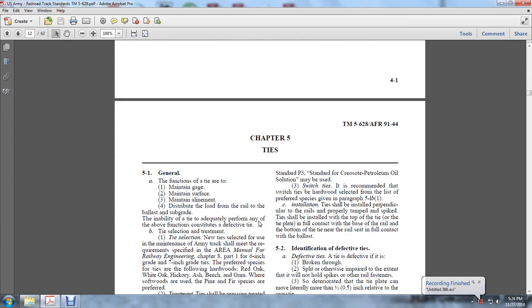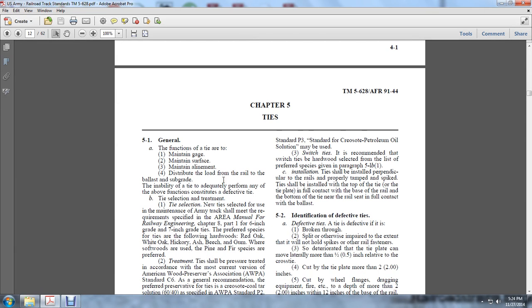Chapter 5, Ties. General. The functions of the tie are to maintain the gauge, maintain the surface, maintain alignment, and distribute the load to the rail, ballast, and subgrade. The inability of a tie to adequately perform any of the above functions constitutes a defective tie. Tie selection and treatment.